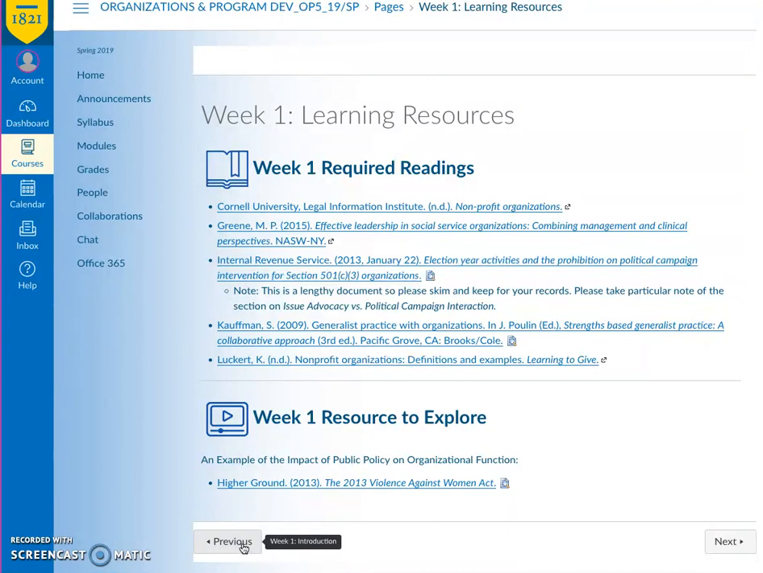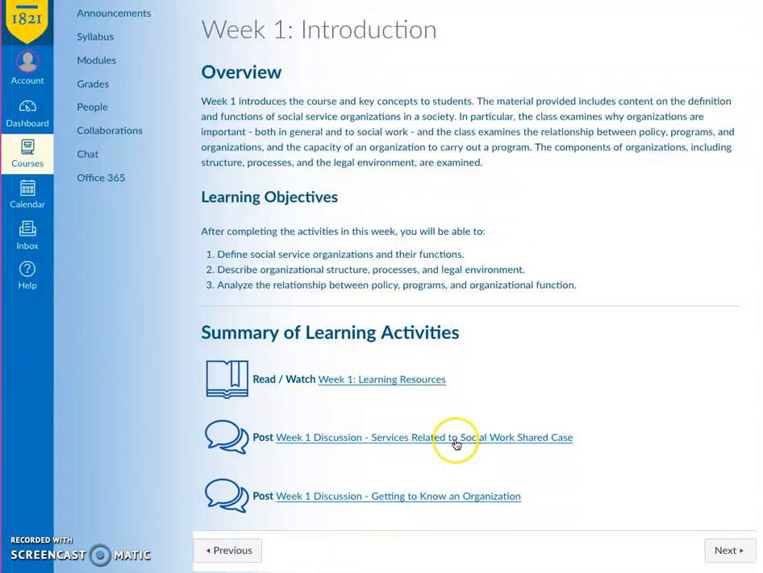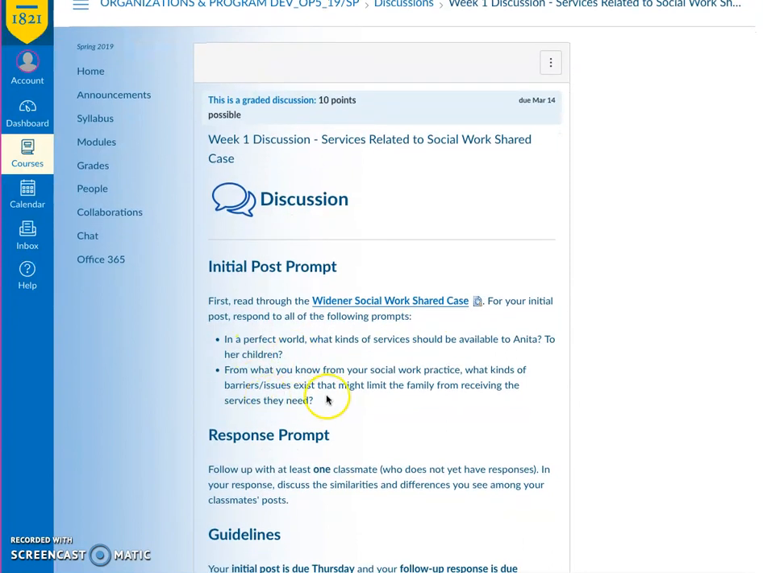So once you have completed the readings, please complete the 2 discussion board posts. So let's look at the first discussion board, services related to a social work shared case. For this, you will begin by reading the shared case that you'll find here about Anita and her children. Once you have read the initial post, please respond to the questions that are outlined here.